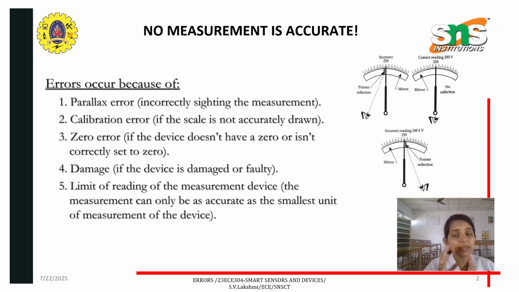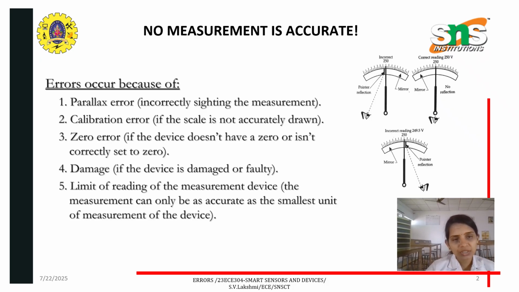One main reason in measurement is the parallax error. Parallax error means incorrect sighting of the measurement. For example, in our electronics lab, when you are identifying the deflection in an ammeter or voltmeter and looking at the reading, if I look straight, my value would be correct. If I look from the side, I could see that the deflection is towards the other side. So this is one type of error called parallax error, which is incorrect sighting of the measurement.